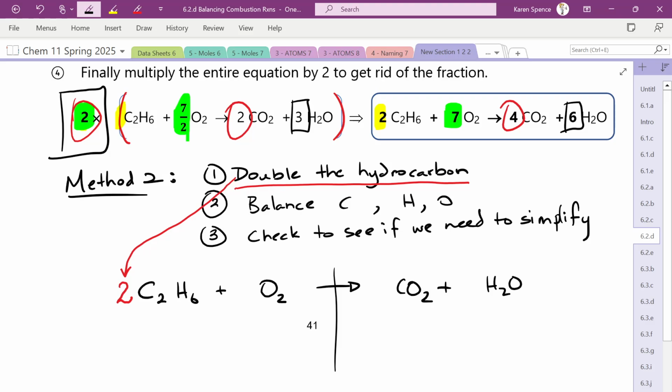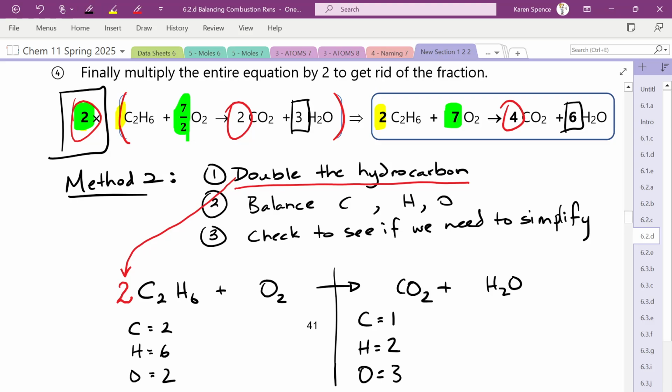We're going to say, okay, on this side I've got carbon is 2, hydrogen is 6, and oxygen is 2. Over on the right, I've got carbon is 1, hydrogen is 2, and oxygen is 3. And you might notice that it's always 1, 2, 3 on the right.